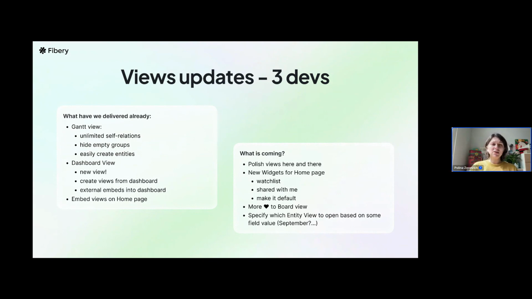So when you have different layouts for the entity view, and let's say you have a database called task, and task has different types, like development task, marketing task. They're still very small, so they're not that much different. So based on the type of the task, the specific layout will be opened automatically. So this is what we are cooking for September. This is it about the views.